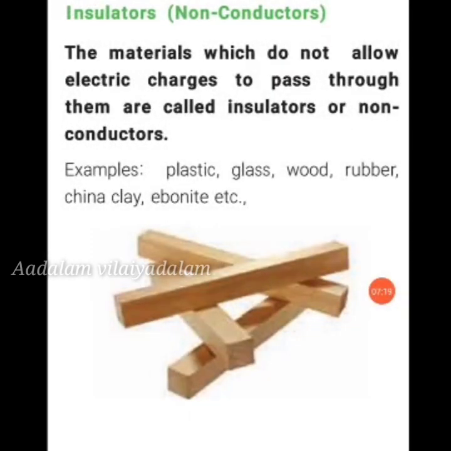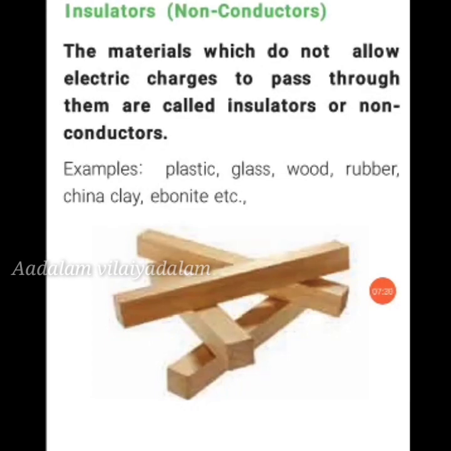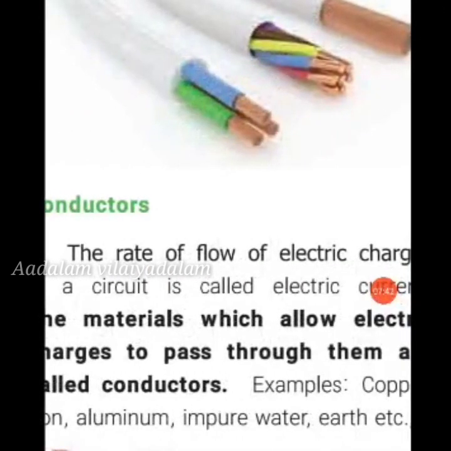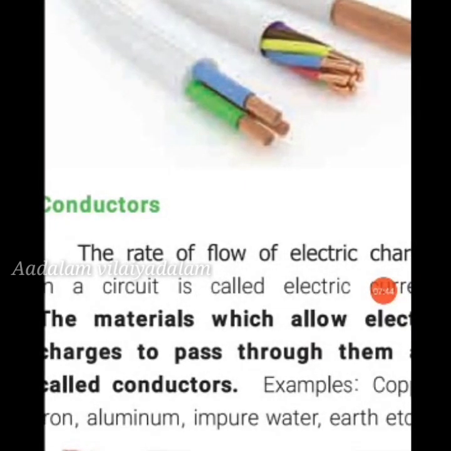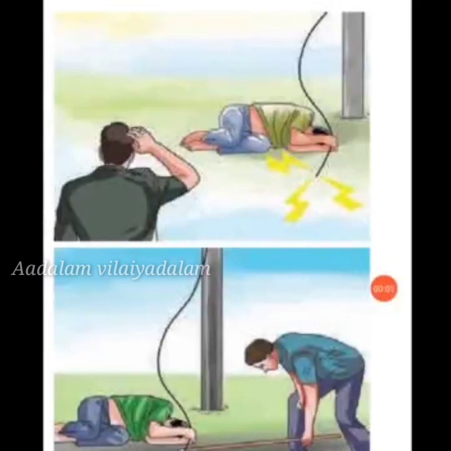Insulators are also called non-conductors. That means the materials which do not allow the electric charges to pass through them are called insulators or non-conductors. For example, plastic, glass and wood. So these are examples of insulators. So a conductor is a material which allows the electric charge, and an insulator is one which does not allow the electric charge. So, have you understood?